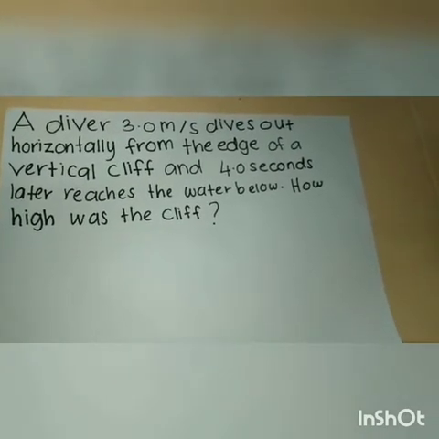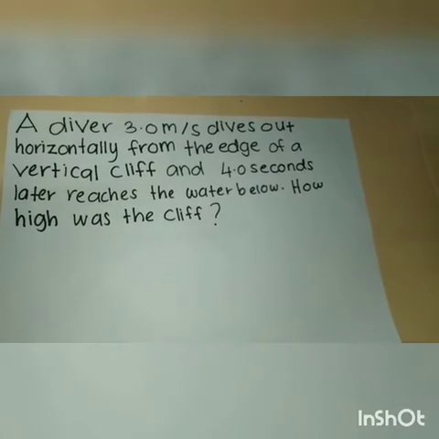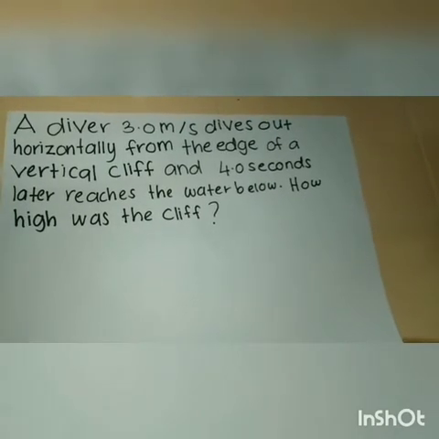Okay. A diver at 3.0 meters per second dives out horizontally from the edge of a vertical cliff and 4.0 seconds later reaches the water below. How high was the cliff? So question 2 is: a diver at 3.0 meters per second dives out horizontally from the edge of a vertical cliff and 4.0 seconds later reaches the water below. How high was the cliff?